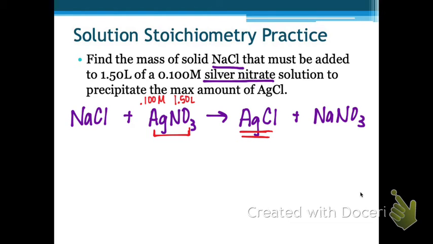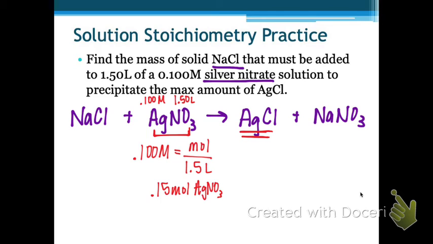So if I take 0.1 molar equals moles over 1.5 liters, 1.5 times 0.1 gives me 0.15 moles of AgNO3, right? So that's how many moles are going into the solution. And so now I'm just going to do a stoichiometry problem to figure out, if I want to use up all of this, how much NaCl do I need? That's pretty much it. If I want to use up all of that silver nitrate, how much sodium chloride do I need?